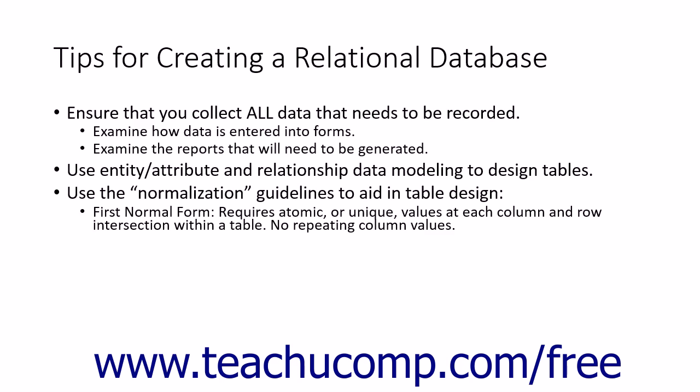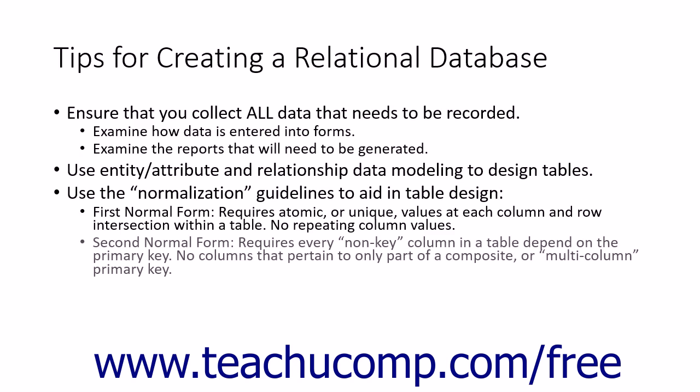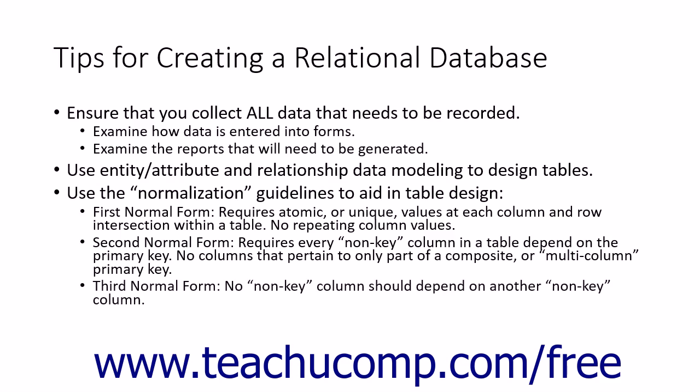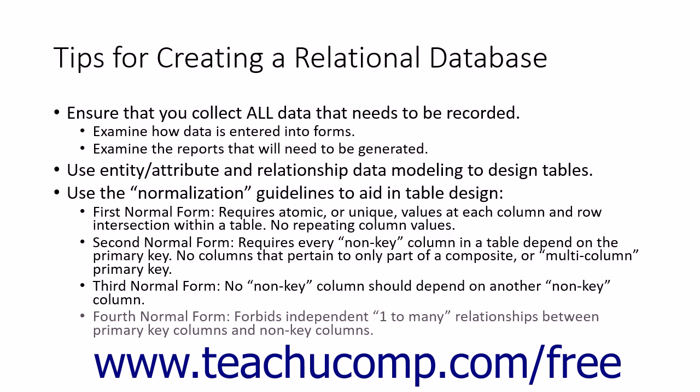Second normal form requires that every non-key column in a table must depend on the primary key. A table must also not contain a non-key column that pertains to only part of a composite or multi-column primary key. The third normal form requires that no non-key column should depend on another non-key column. This is very similar to the second normal form. You shouldn't have a field that is an attribute of a non-primary key column in a table. Fourth normal form forbids independent one-to-many relationships between primary key columns and non-key columns.